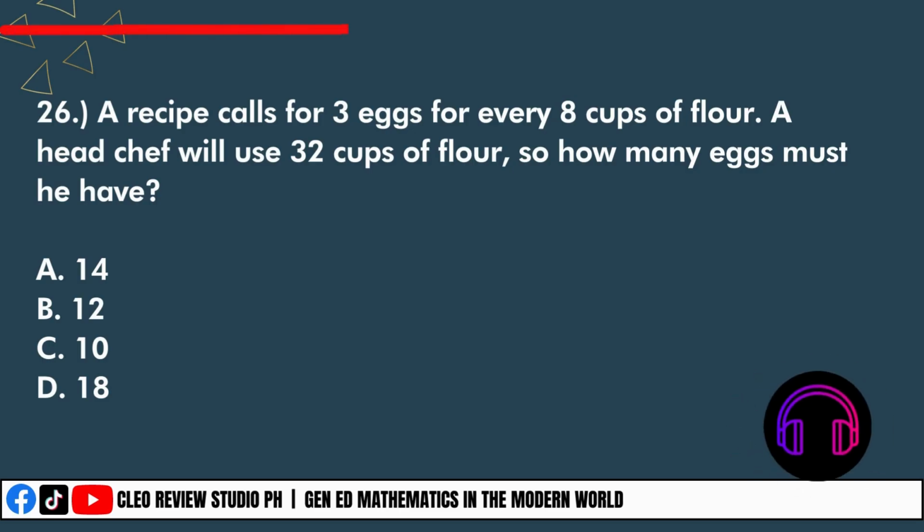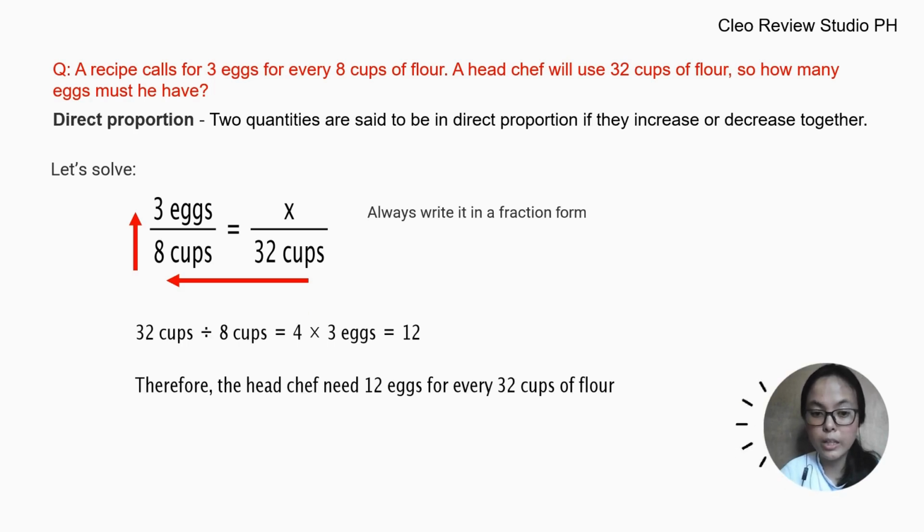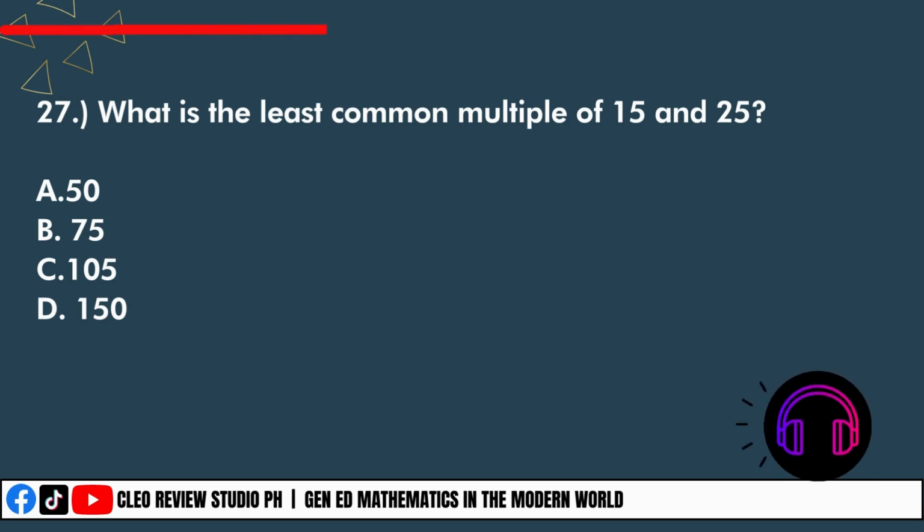A recipe calls for 3 eggs for every 8 cups of flour. A head chef will use 32 cups of flour. So how many eggs must he have? The correct answer is option B, 12. Since 3 eggs is to 8 cups of flour, therefore, the head chef need more eggs for every 32 cups of flour. It means the quantities increase together kaya direct proportion to. Anyway, here's my solution.